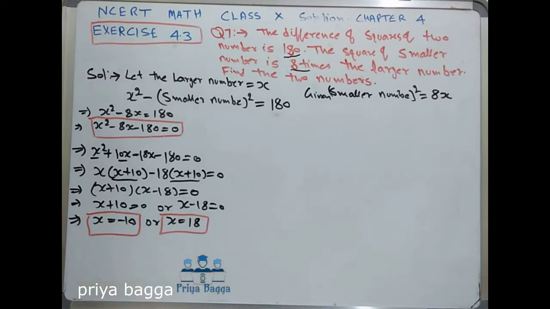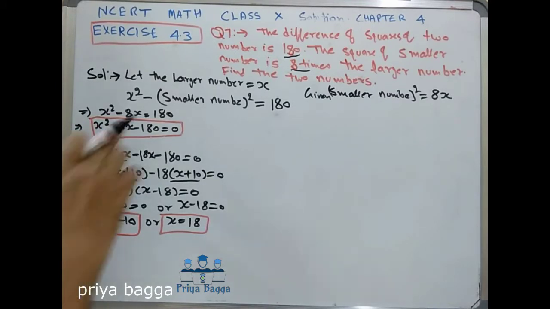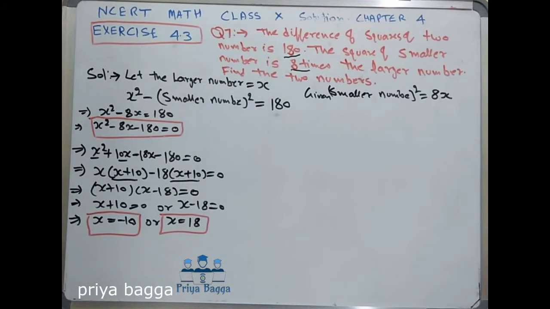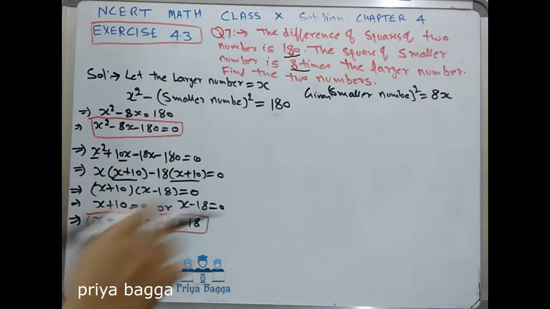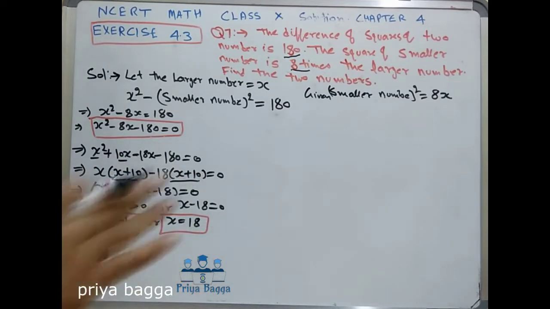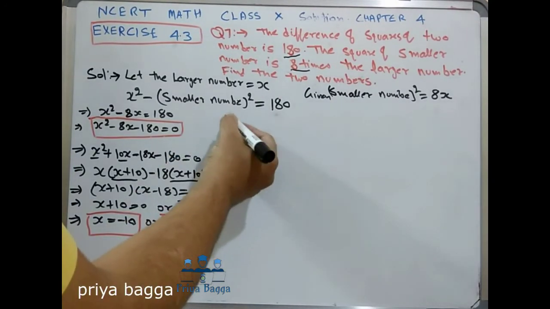But now our problem is that we are not here to solve this quadratic equation. Basically we have to find these two numbers, the larger number and the smaller number. So now we will take both cases one by one. I will show you that we cannot take this minus 10. x is equal to 18 is the correct answer, but I will just show you. So we will take case 1.